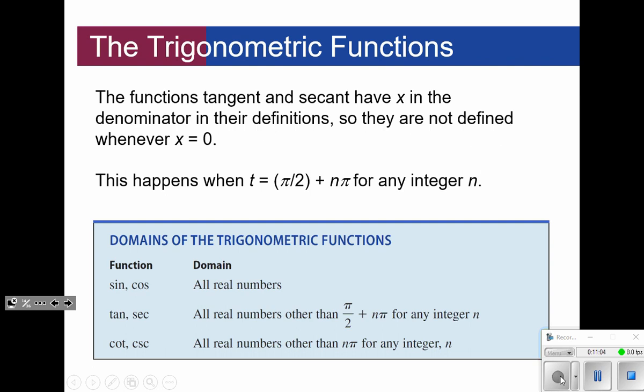Tangent and secant, that's like the one we just did with the 0. Okay, it's all real numbers other than pi over 2. What do you think they mean by this n times pi here?